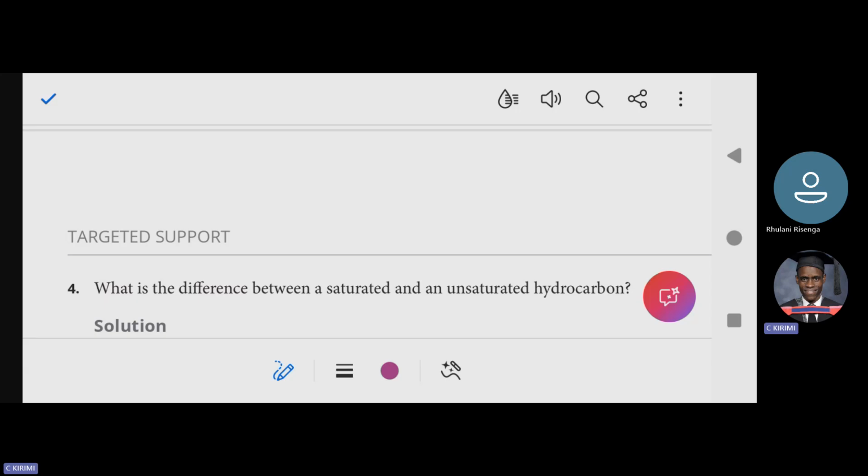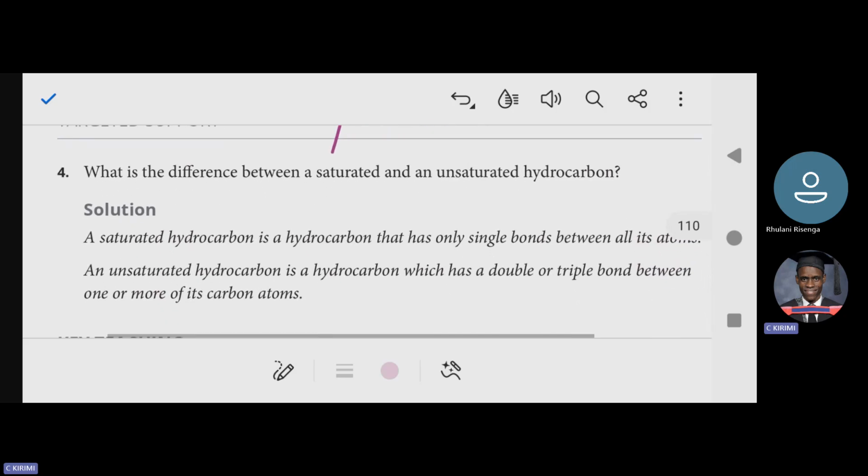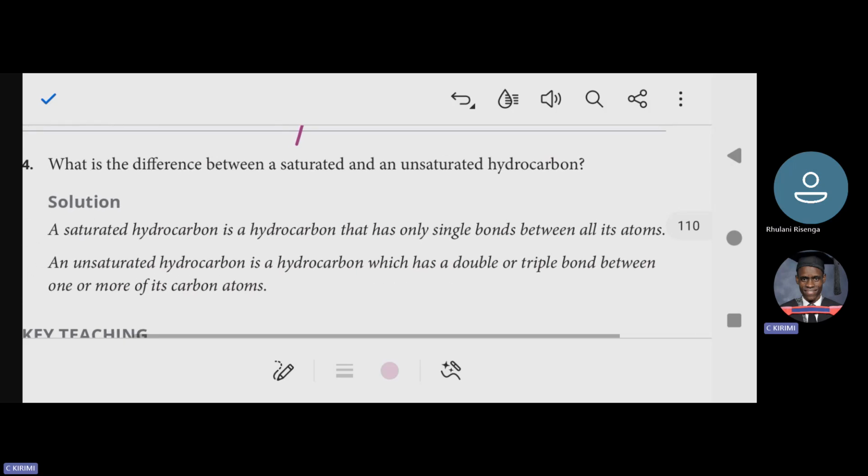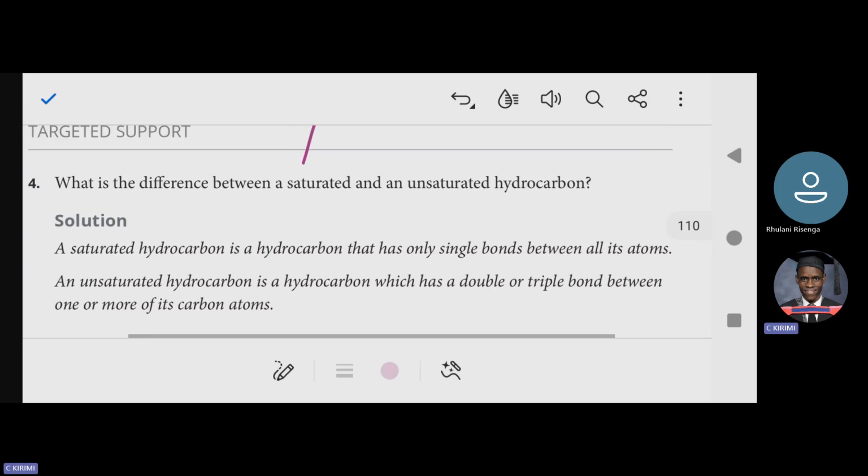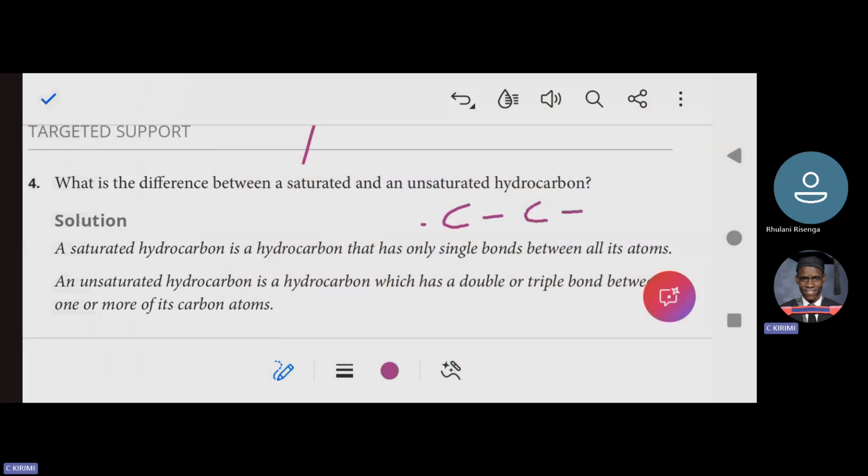So in saturated hydrocarbons, we are talking of single bonds only, and where it's unsaturated, we are talking of double bonds or more, triple bonds, etc. That is the difference. So a saturated hydrocarbon has only single bonds between all its atoms, and an unsaturated hydrocarbon has a double or a triple bond between one or more of its carbon atoms. If all the bonds are single, it's saturated, but if there are double bonds or triple bonds in between, then that hydrocarbon becomes unsaturated.